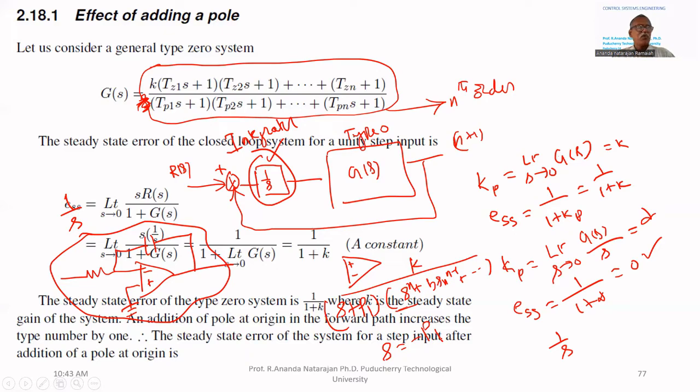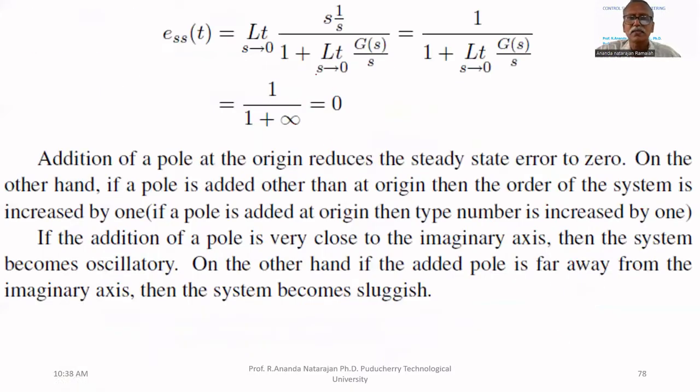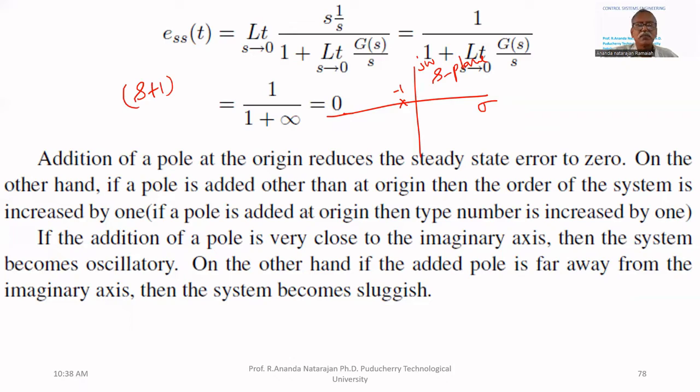But if I add the pole very close to the j omega axis, what happens? The S plane will be like this, sigma and j omega. I am adding a pole here at minus 1. Then the pole added is S plus 1, meaning I added S plus 1 to the denominator. Suppose I add S plus 5, that is at minus 5. What is the difference between the two?